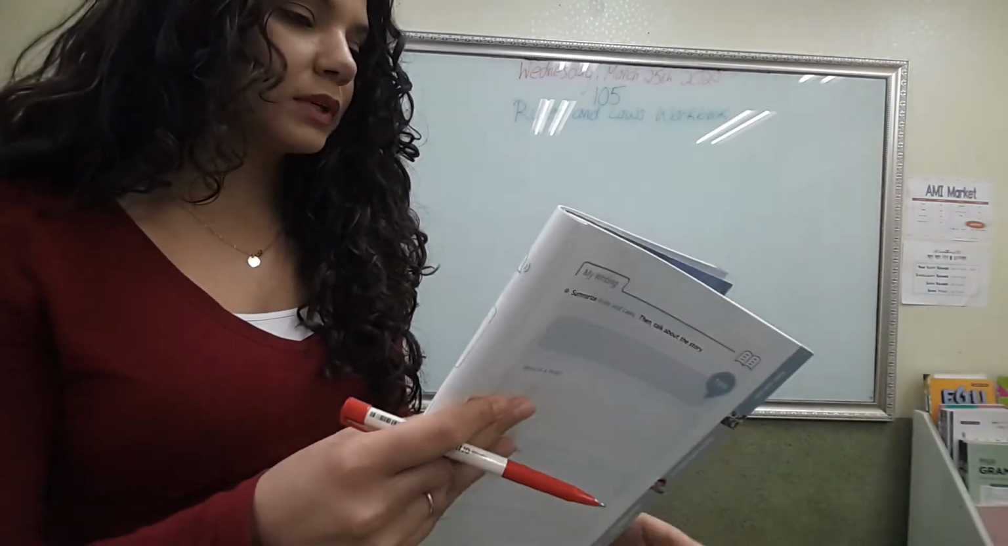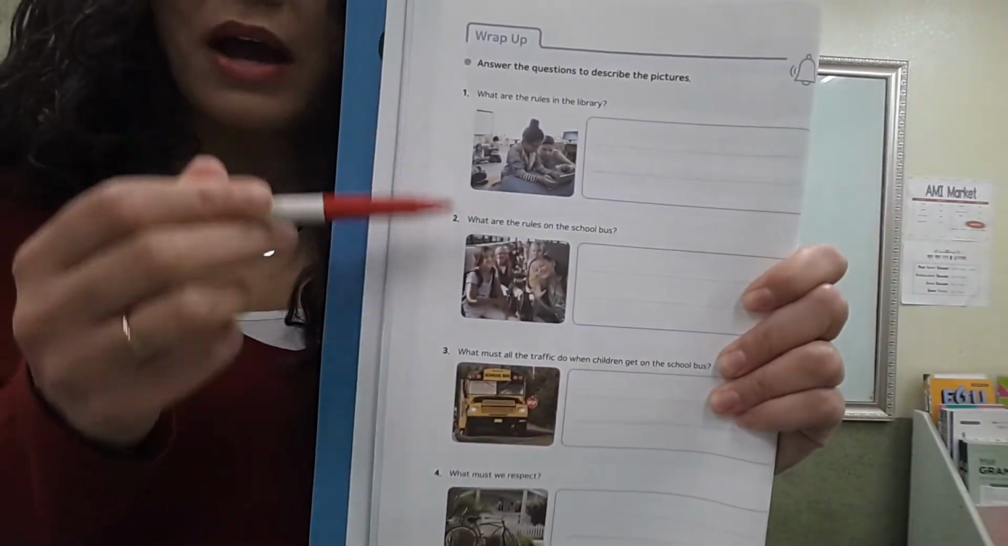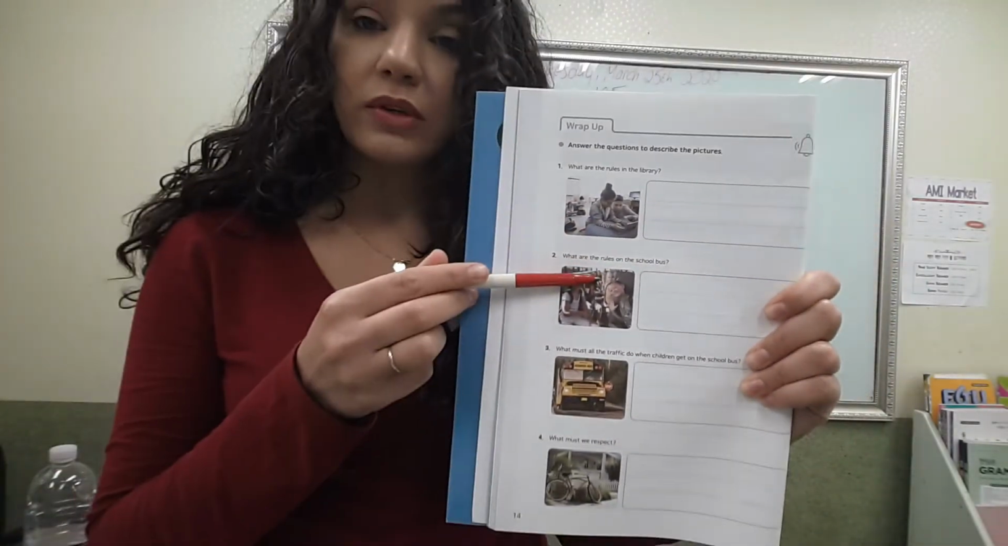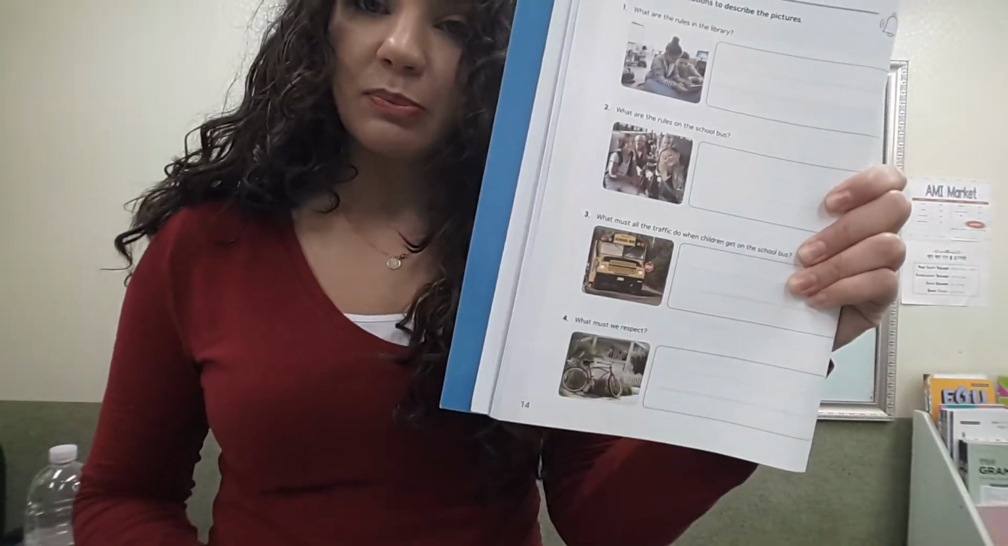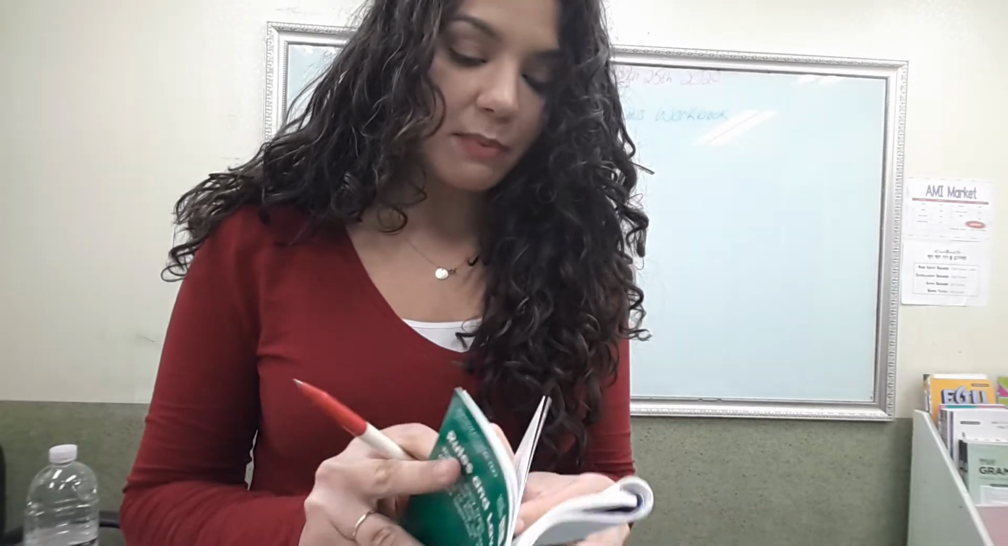Go to the next page, page 14. Answer the questions to describe the pictures. 1 and 2 are about rules. 3 and 4 are about laws. These pictures are in your rules and laws book. Open your book and look for the same picture. Then find the rule or law that's on that picture and write it down.